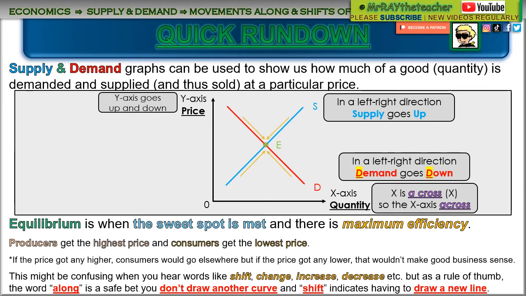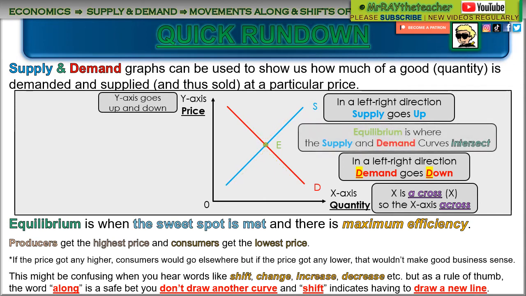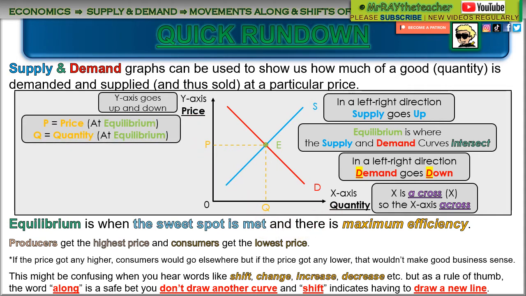So equilibrium's in the middle. See how everything's going towards the middle, my green dot. And that's where the supply and demand curves intersect. So there you go, they cross each other. And you'll be paying that given price, which is P, and you will be getting that given quantity, or demanding that given quantity, or supplying that given quantity, Q at the bottom. So P is here for price, Q here for quantity. And that is at equilibrium.